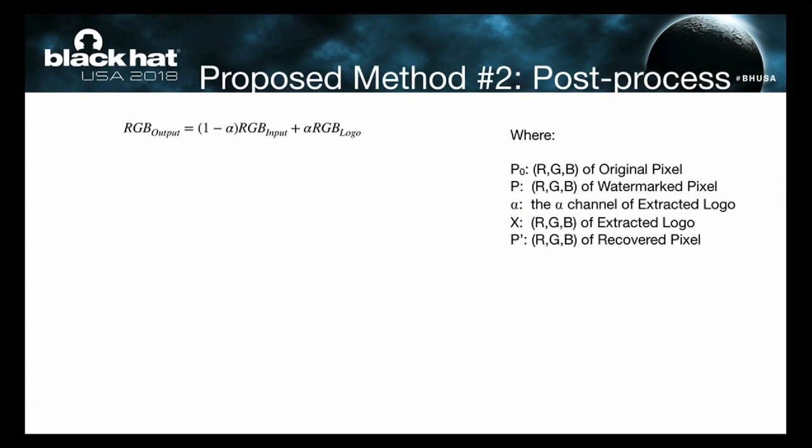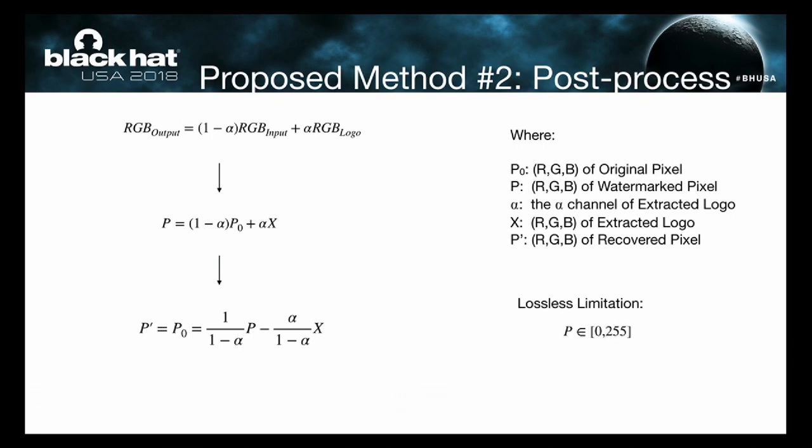Then we will give method number 2, post-processing, which means after we get the video, we can simply replace the original pixel with the recovered one. This is a watermarked pixel. This is P, right? And P0 is the original one. So we can simply solve the equation to get P0. And this method actually has no limit at all. The only limitation, in my opinion, is the quantization loss from integer to float, then to integer again.